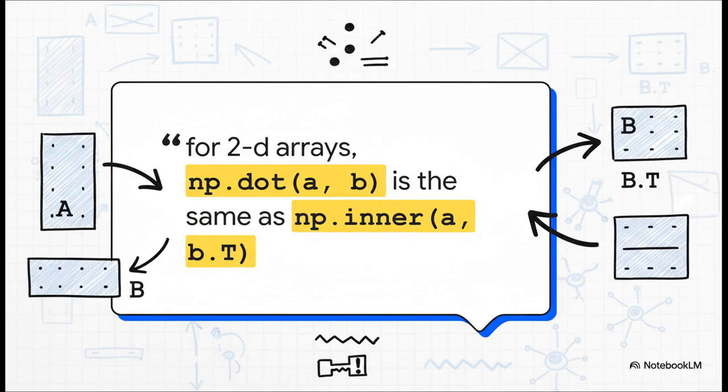For 2D arrays, np.dot(a, b) is exactly the same as np.inner(a, b.T). In other words, the dot product is really just an inner product where you flip or transpose the second matrix. That right there is the key to unlocking the whole thing.